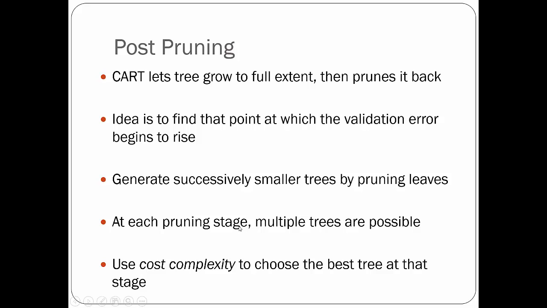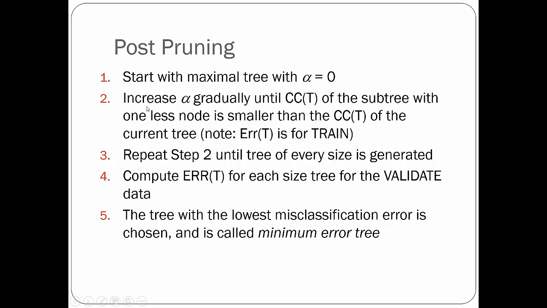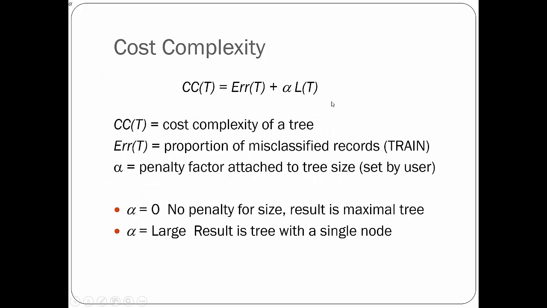On each stage, multiple trees are possible, and you can also use the cost of complexity method to find the best tree, and that works like this. You have the error of the tree, the proportion of misclassified records in the training data, and then you have an alpha factor. Okay, it's a penalty, and you set the penalty, and then you have a function L(T), and that is the size. Okay, so that's our cost complexity tree. So L(T) is the size of the tree.